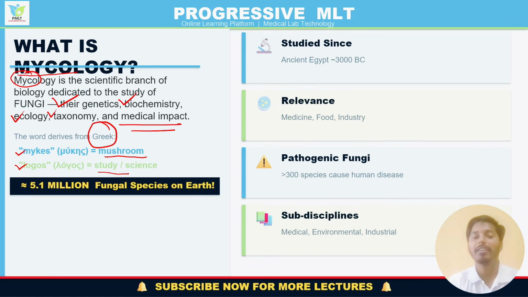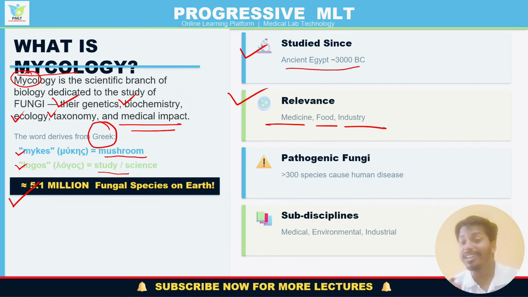Okay, see here, there are more than 5.1 million fungus species on our whole earth. The study goes back to ancient Egypt, 3000 BC, where they studied fungus. After that, fungus revealed itself in the medicine sector, the food sector, and the industrial sector. More than 300 species may cause human disease, but we are not going to study all 300 because they are not so important. We are only going to understand the important species. There are also sub-disciplines: medically important, environmentally important, as well as industrially important.